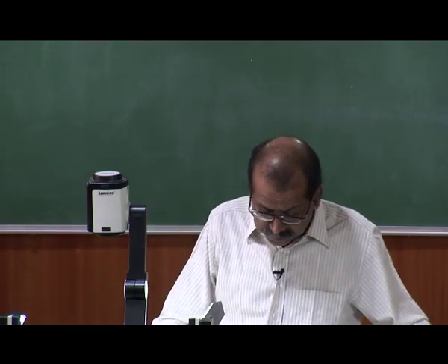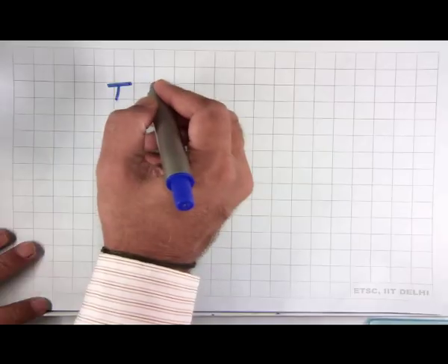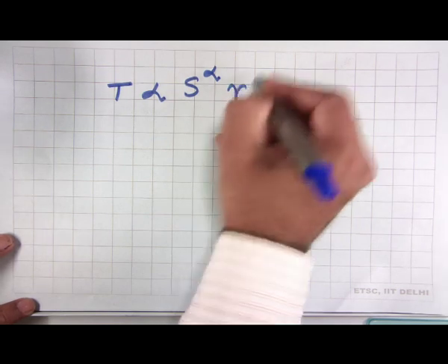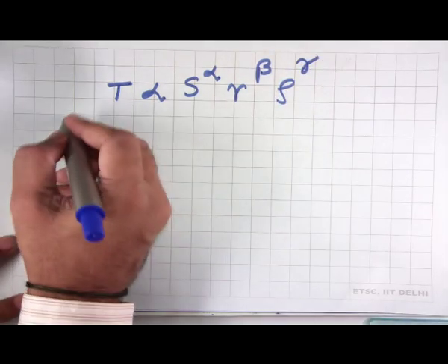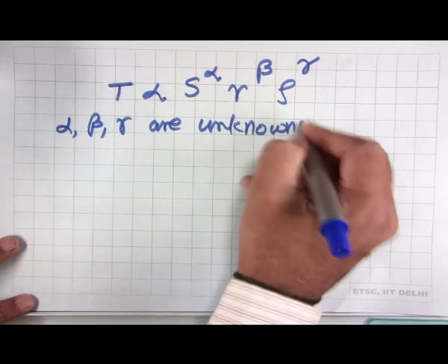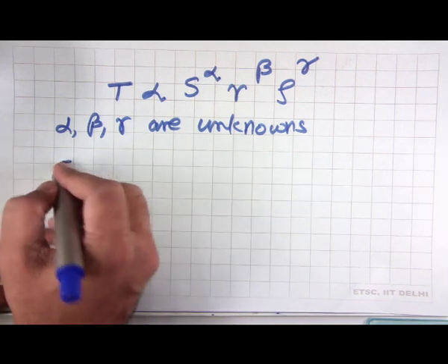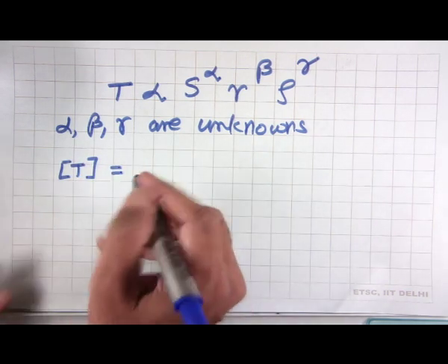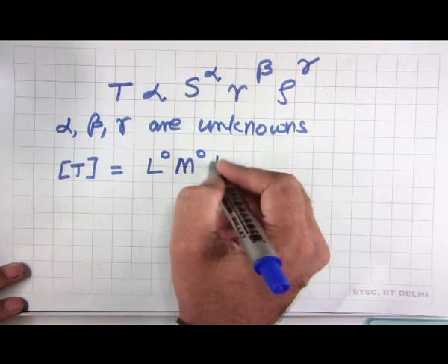So, let us first solve this problem. The way we work this out is we assume that the time period T is proportional to S to the power alpha, r to the power beta, rho to the power gamma. Now, here alpha, beta, gamma are unknowns, and these values we will be able to get using dimensional analysis. And how do we do it? We work out the dimension of each of these. The dimensions of the time period T, we write it as L M T.